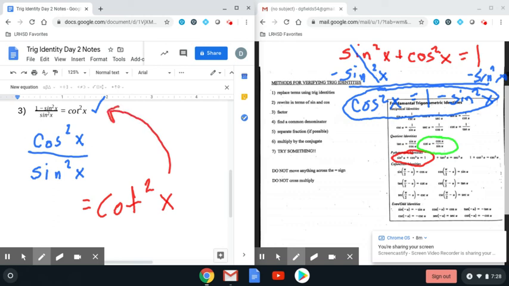All right. So again, big thing, guys, today's lesson, make sure you know those Pythagorean identities, especially sine squared plus cosine squared is equal to 1. You can rearrange that equation to make it either sine squared equals or cosine squared equals to help you verify some of these equations.